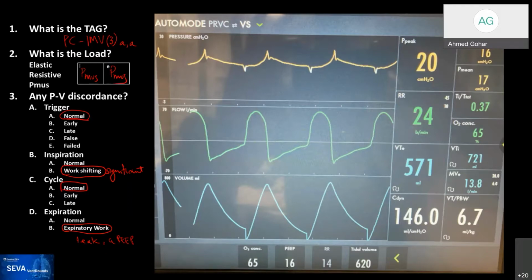Thank you, Ahmed. This is a very nice read. So some details on what you read. So it's pressure control, as you said, very well.